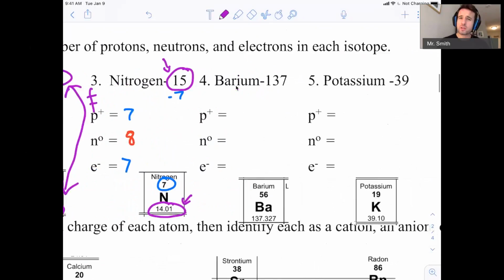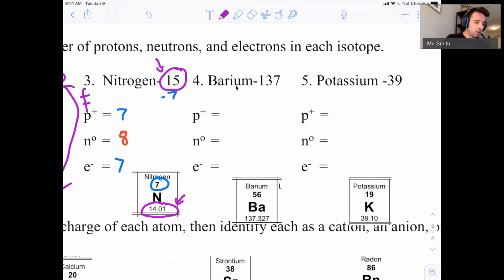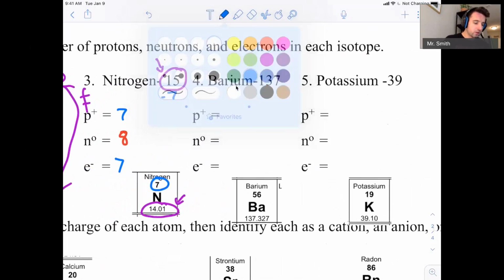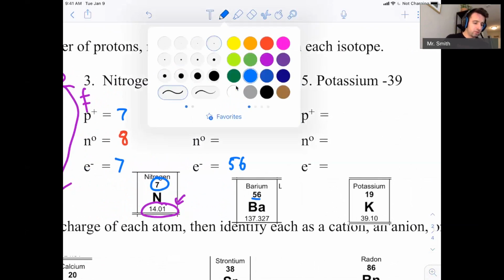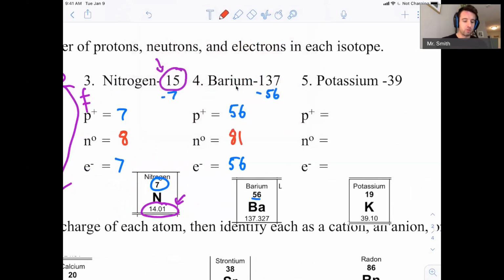Okay. Hopefully that makes sense. Barium. Let's look at protons and electrons, both 56 here. And then for neutrons, we're going to take 56 and subtract it from 137. When we do that, we're going to get 81. That's what I'm going with. 81 is my number of neutrons.